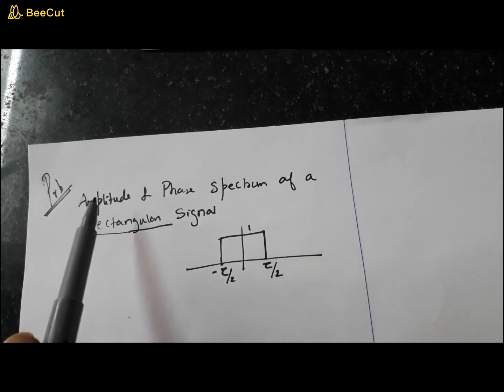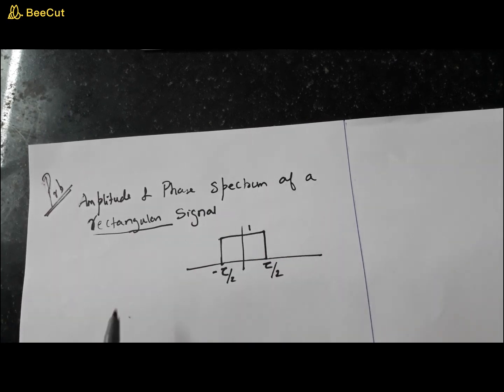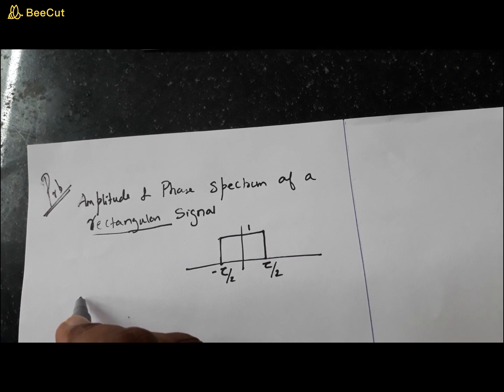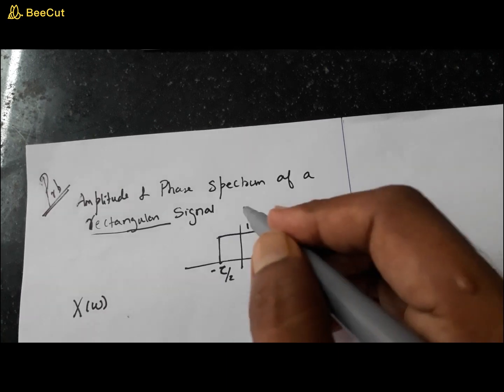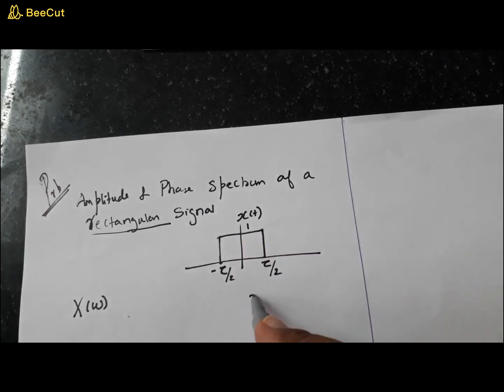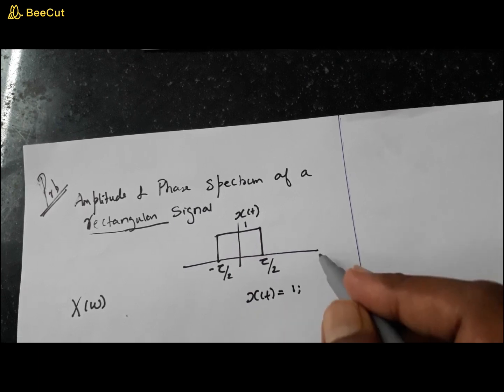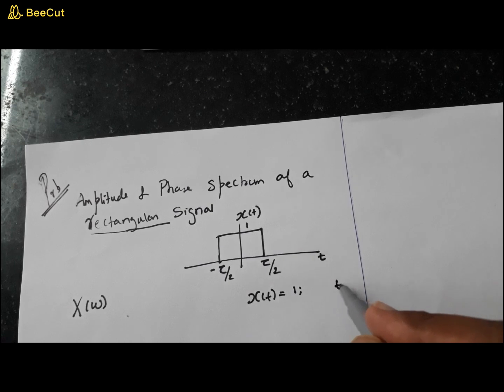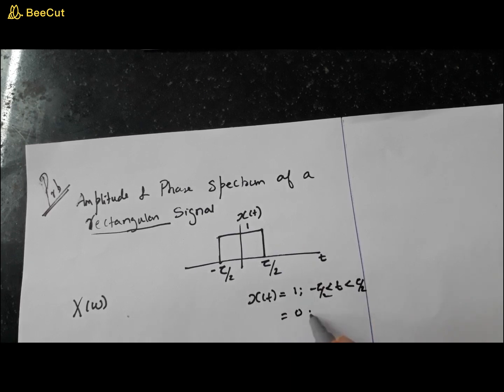In order to find out the amplitude and the phase spectrum, the first and foremost thing is we need to find out this X of omega for this x of t. Now you can define this x of t as, what is x of t? X of t is equal to 1 for t between minus tau by 2 to plus tau by 2, right? And it is equal to 0 otherwise. So that's why this is an aperiodic signal.